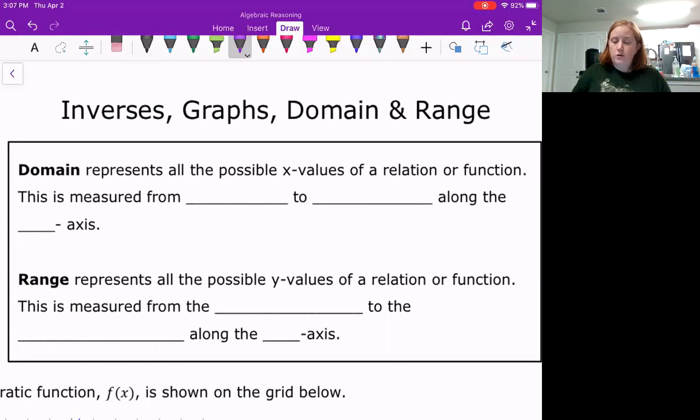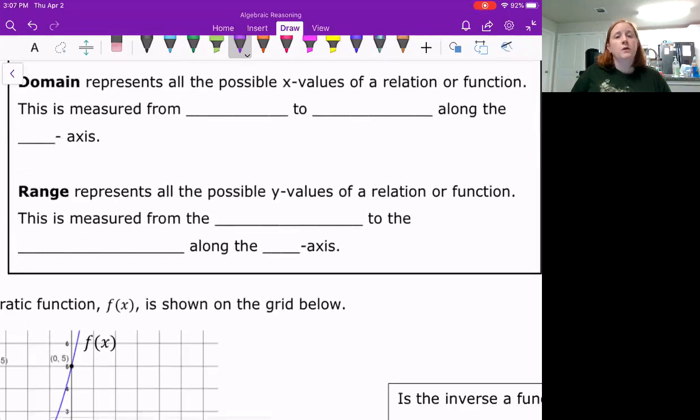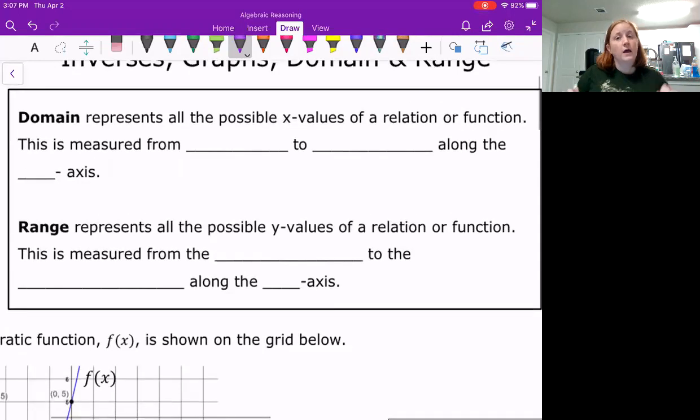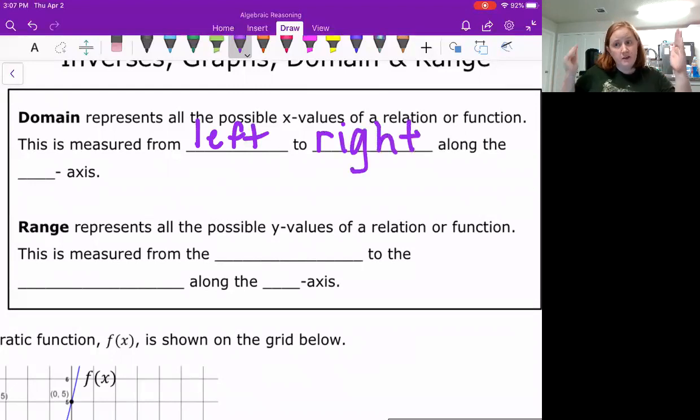Just to review for a second, like it says, domain represents all possible x values for a relation or a function, which is specifically measuring from the left side of the graph to the right side of the graph. So we're measuring from left to right. Now, specifically looking at your graphs, looking at left side to right side, that is focusing on your x-axis.